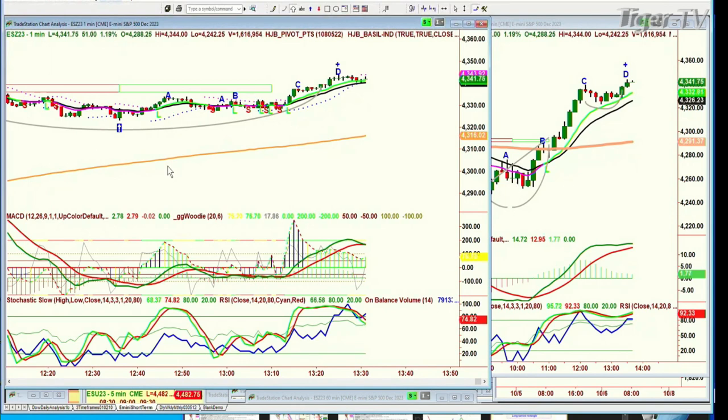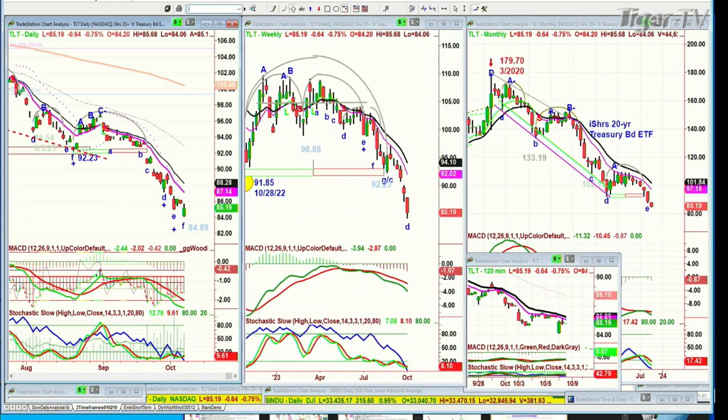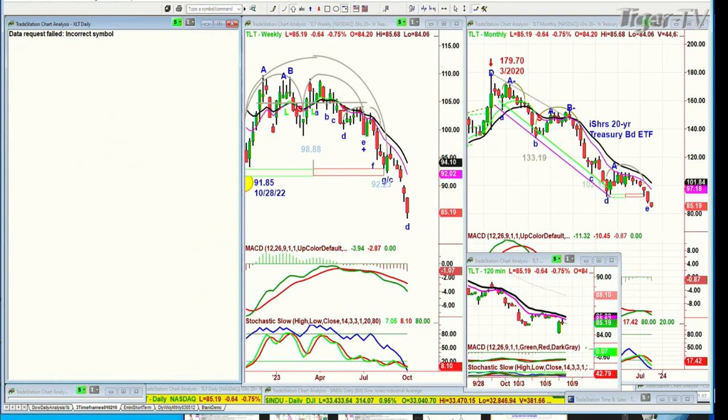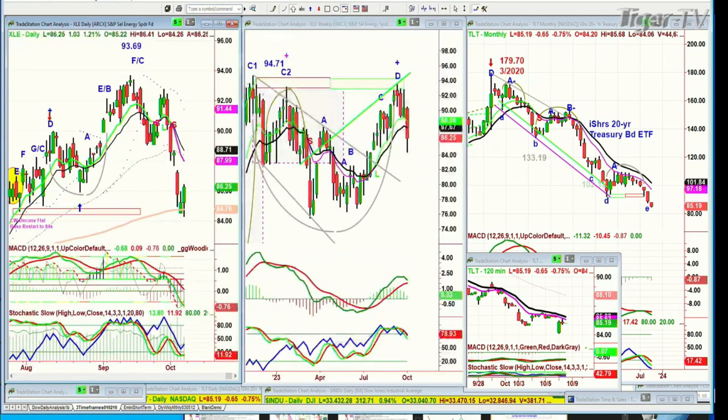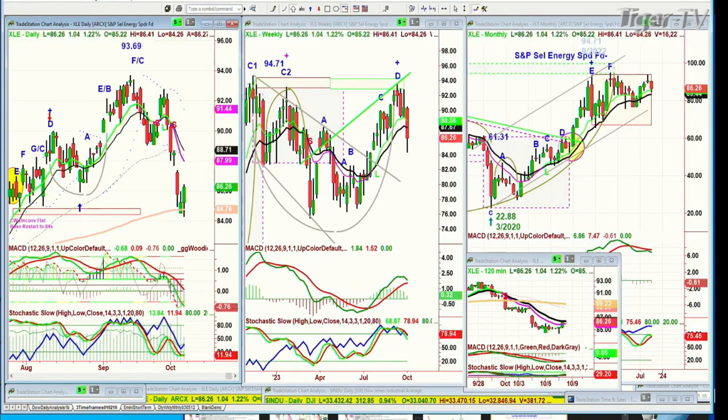So a question came in about XLE. So I'm going to go there right now. XLE, this is the energy. Is the energy going to make a V-shaped pattern, in other words, what I call the Eiffel Tower, going to the upside? It's really a no. I think the energy sector is going to take a digestive phase.